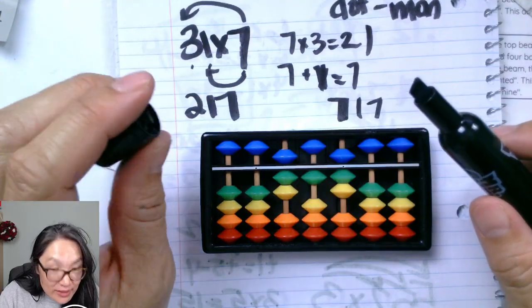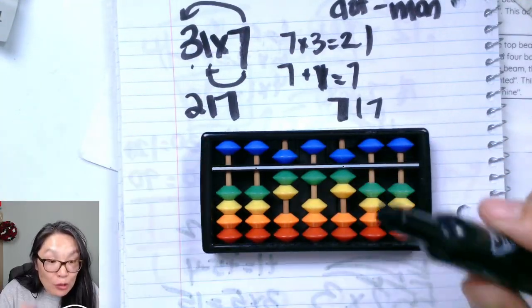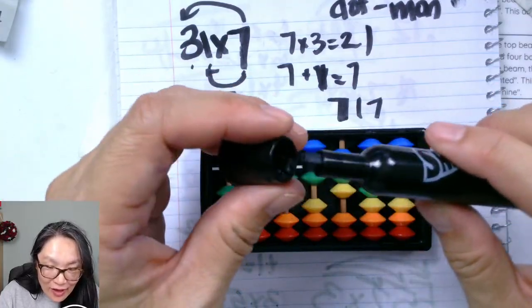The blue counts as 5. Yes, the blue counts as 5. Makes sense, right? Awesome.